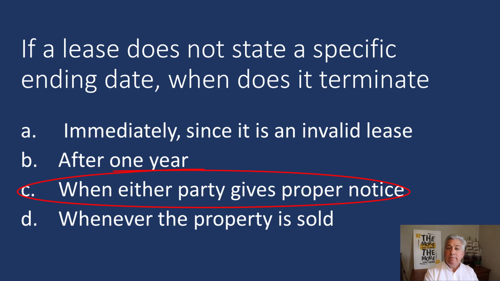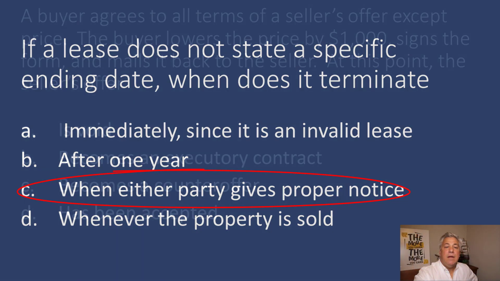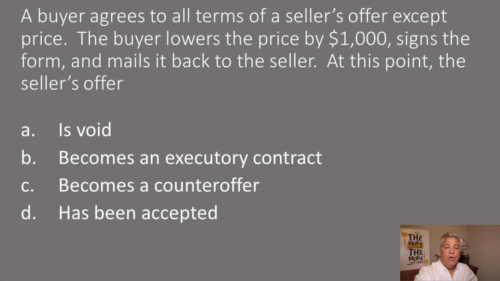Question number 8. A buyer agrees to all terms of the seller's offer except price. The buyer lowers the price by $1,000, signs the form, and mails it back to the seller. At this point, the seller's offer, and the answer is A, is void.